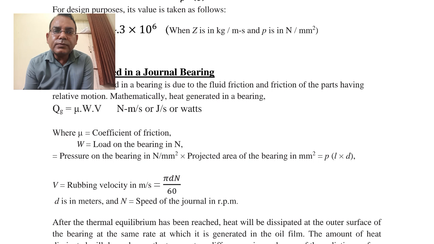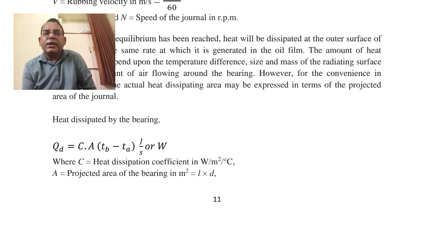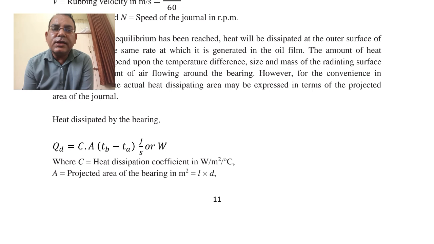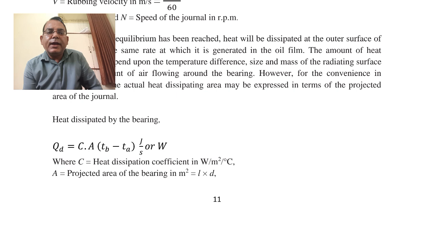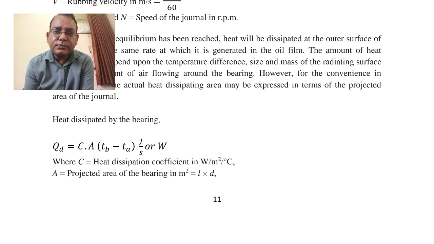Now next is the heat generated. The formula of heat generated is Q equals mu V W, where mu is the coefficient of friction, for which we use the McKee equation. We discussed that. V is the rubbing velocity and W is the load on the bearing. Now next is the heat dissipated by the bearing. It is denoted by C A (T_B minus T_A), where C is the heat dissipation coefficient. The value of heat dissipation coefficient will be 140 to 420, A is the projected area, T_B is bearing temperature, and T_A is ambient temperature.